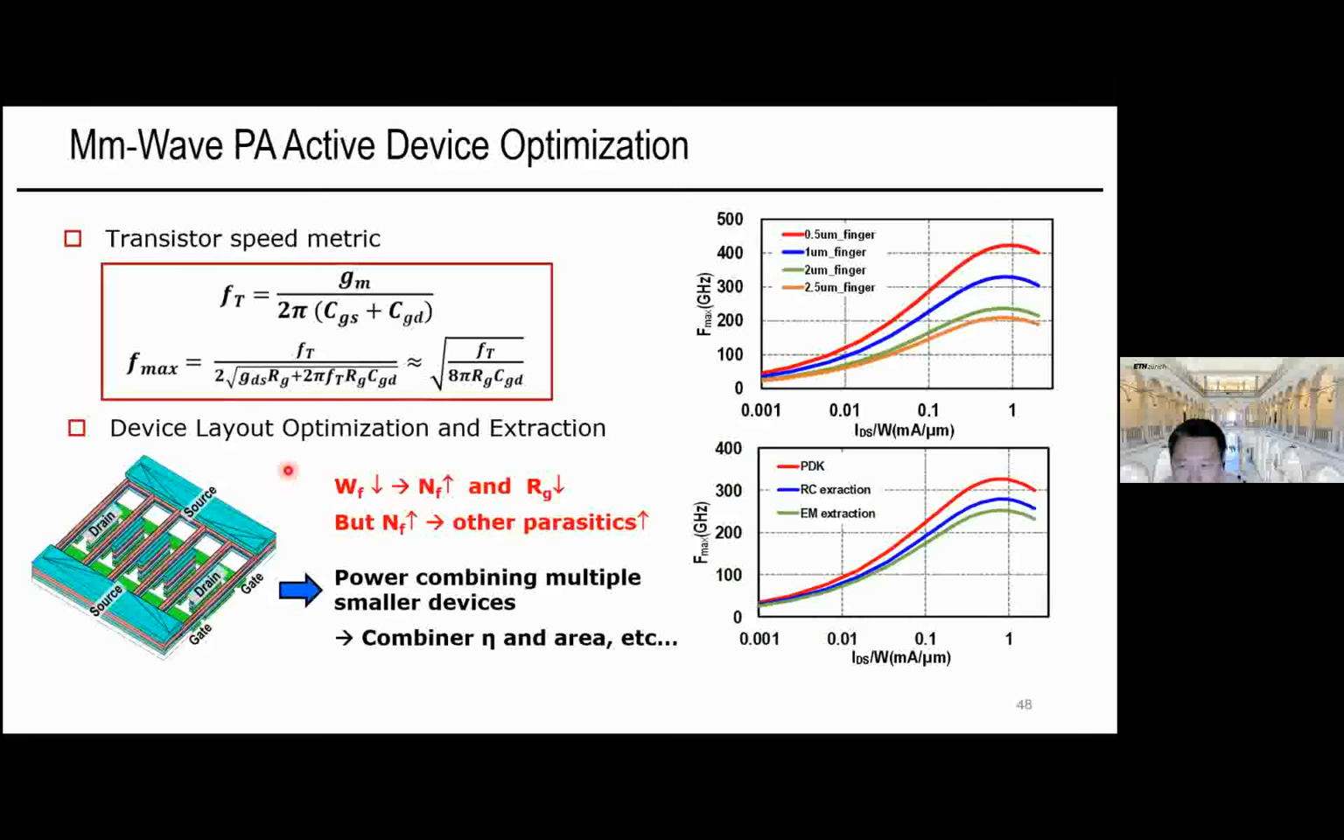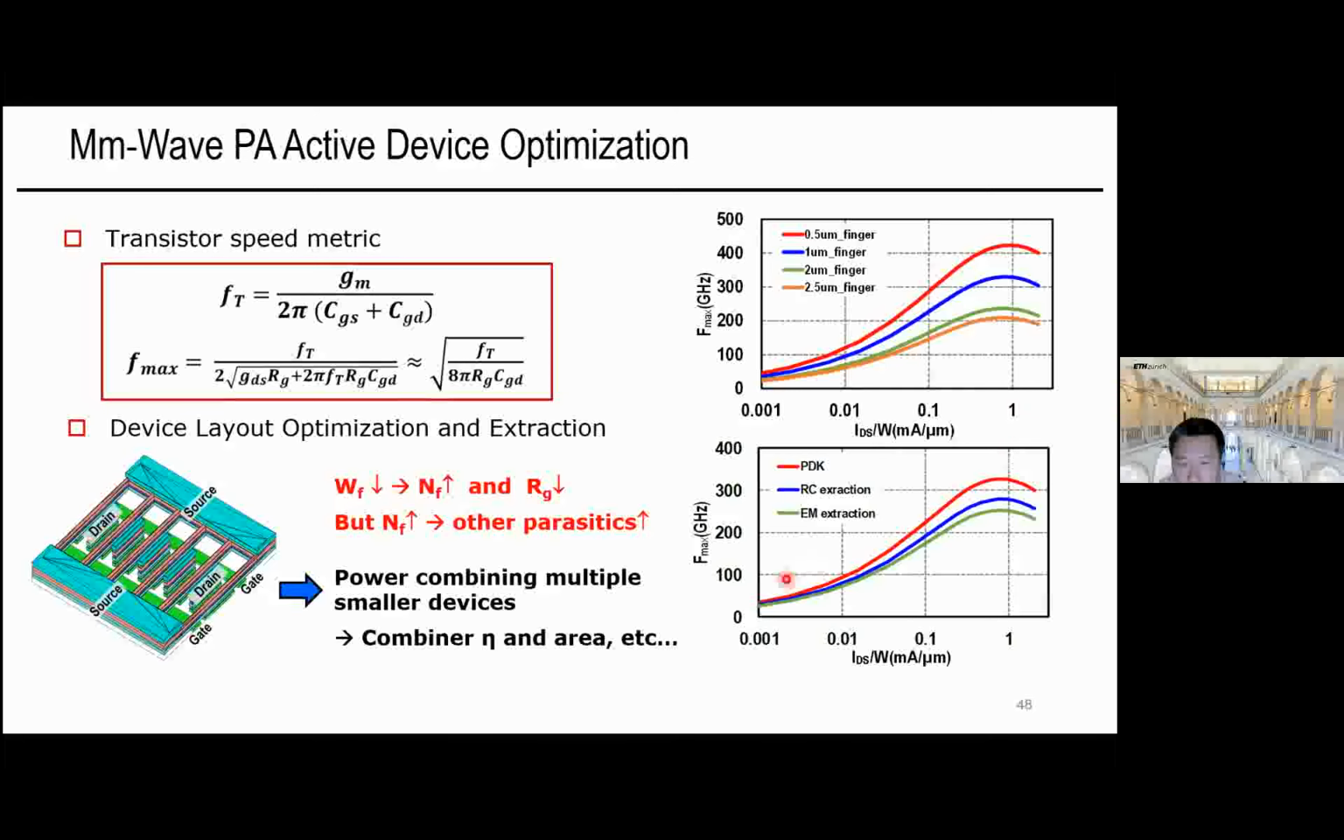But the upper right figure shows the simulated fmax for a 45 nanometer CMOS SOI power device with different gate finger width. We can see that a smaller finger width will improve the fmax, and the fmax will be maximized at around 1 milliamp per micron of biasing current density, right?